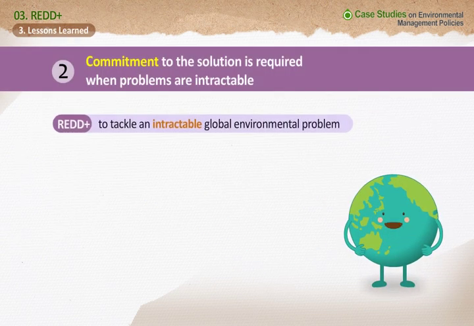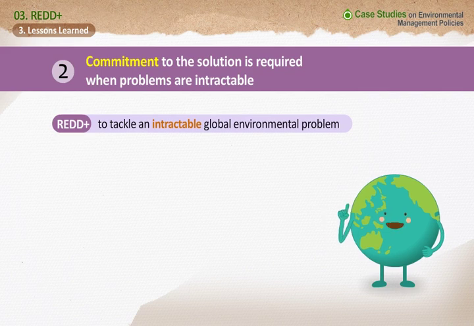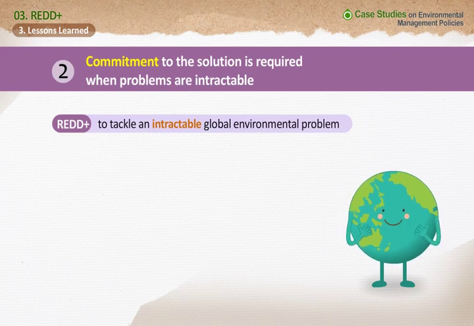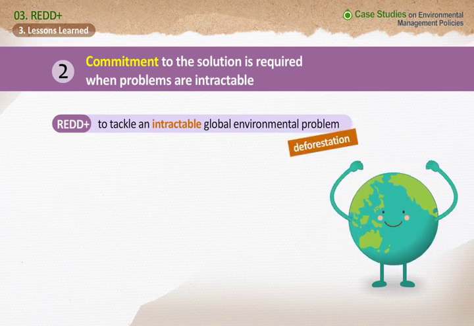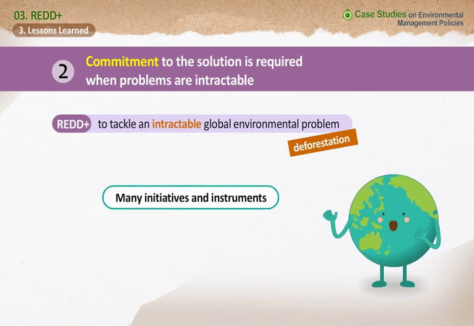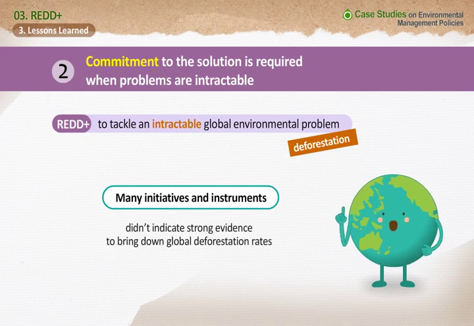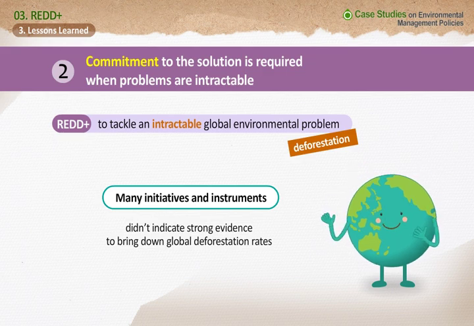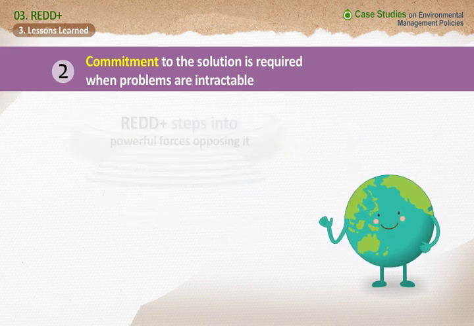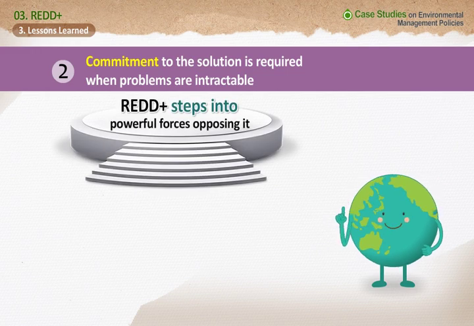REDD+ sets out to tackle an intractable global environmental problem, deforestation. Many initiatives and instruments with the same objective have preceded REDD+, but there is no strong evidence to indicate that collectively they have been able to bring down global deforestation rates. REDD+ is stepping into an arena in which there are powerful forces opposing it.